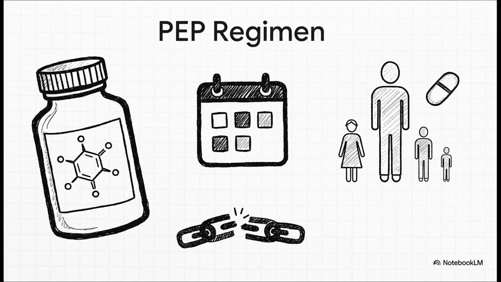And the regimen itself? It's really straightforward. A short, 4-day course of rifampin once a day. The goal is simple but powerful. Wipe out any nasopharyngeal carriage of the bacteria to stop it from spreading to anyone else in the house.